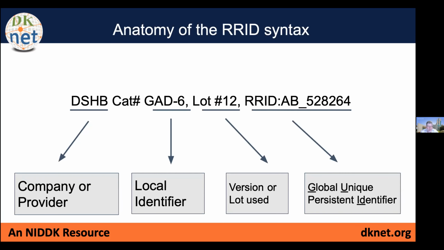And so when one looks at the anatomy of an RRID, and how you can cite resources more explicitly, you can still provide the company, the local catalog ID for that, the version or lot used, and then the RRID itself. And so this is the global persistent identifier for this resource.